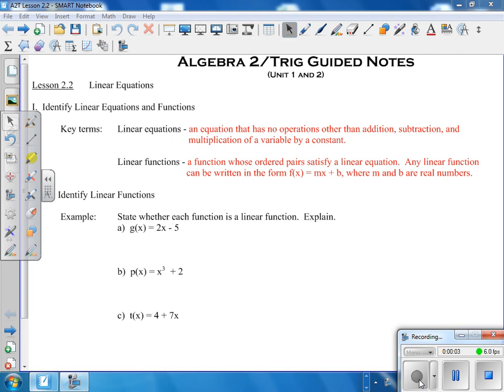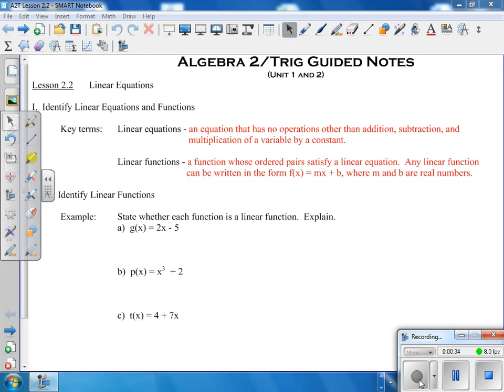In lesson 2.2, we're going to deal with linear equations. First of all, some key terms you need to write down. First, what a linear equation is and what a linear function is. So pause the video if you need to write these down, but a linear equation is an equation that has no operations other than addition, subtraction, and multiplication of a variable by a constant. In other words, you don't have any squaring of any variable or anything like that. Usually in a linear equation or linear function, both variables are going to be to the first power.